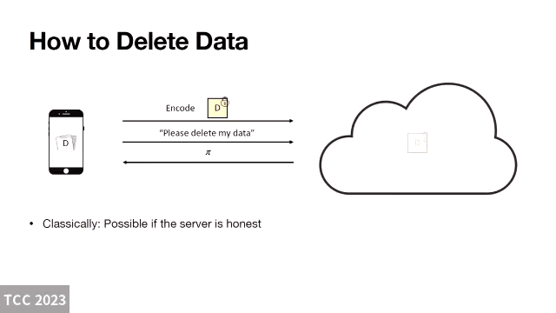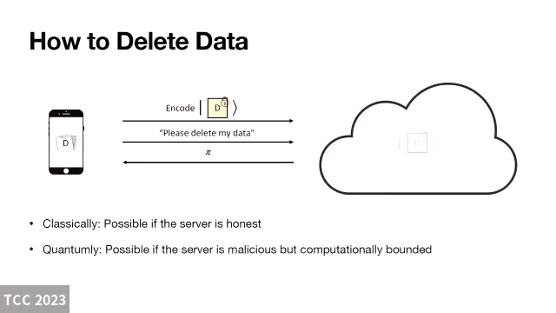Now, if you consider classical information alone, it is not hard to convince yourself that this task is only possible if the server is honest and tries to cooperate with you. Whereas when also taking into account quantum information, we can hope to actually achieve this in a setting where the server is malicious. And that's exactly what we're considering.